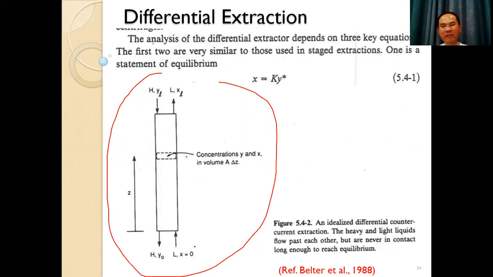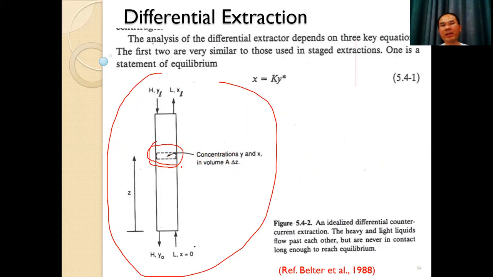And also for this case, we balance around a small volume. We create a small volume along the length of the column. We would like to know what happened in this small volume. We call it the volume A delta Z. Delta Z is the increment in the length. A is the cross-sectional area of the column.